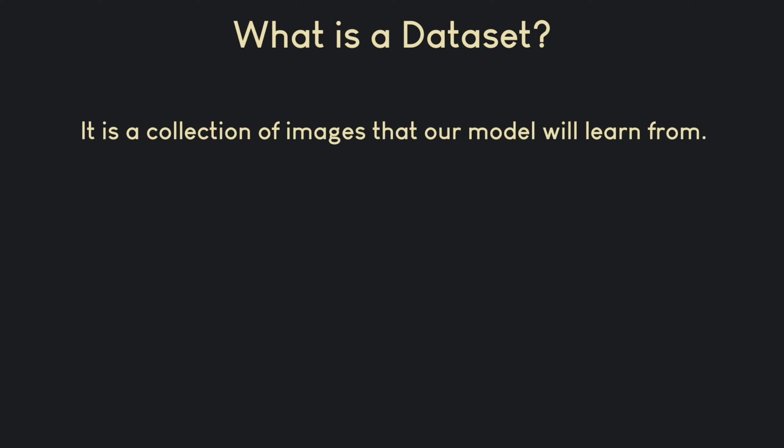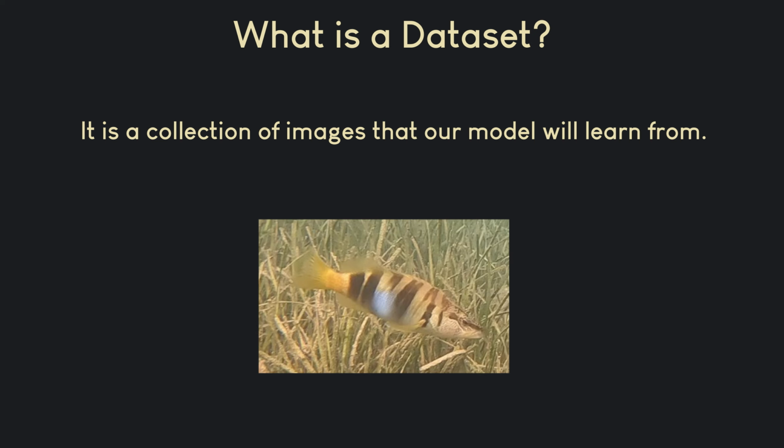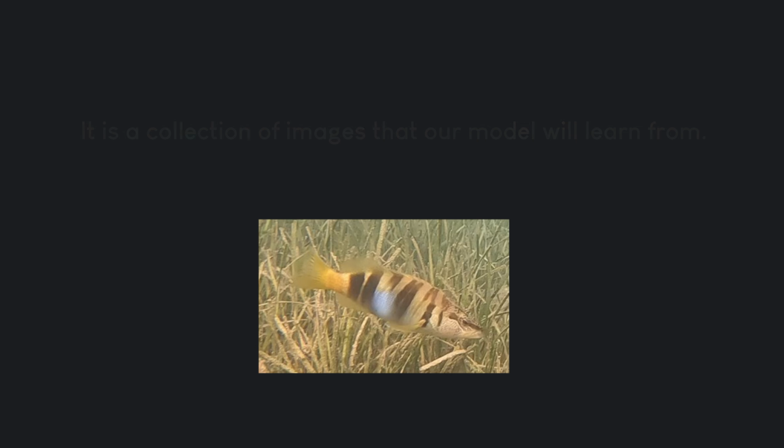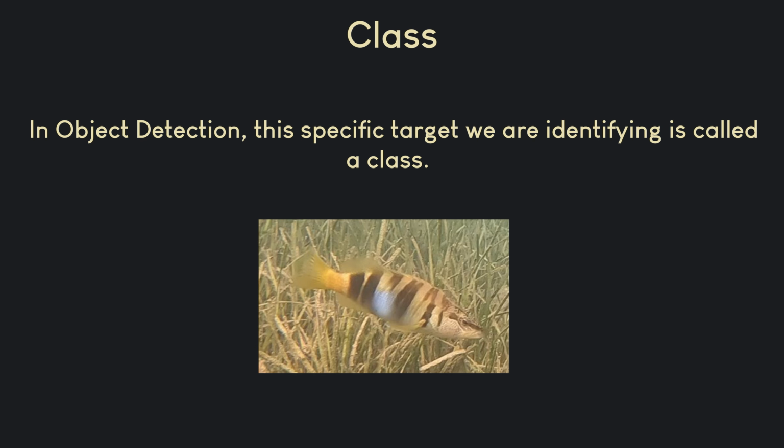For this project, we are focused on detecting just one thing, the European perch. In object detection, this specific target we are identifying is called a class. Since we are only interested in detecting the European perch, we will have just one class in our dataset, which keeps things simple.